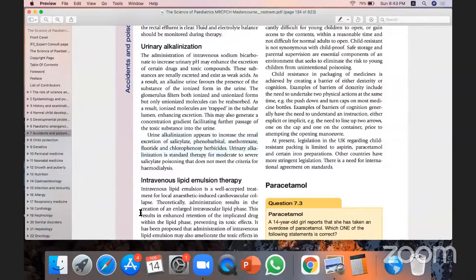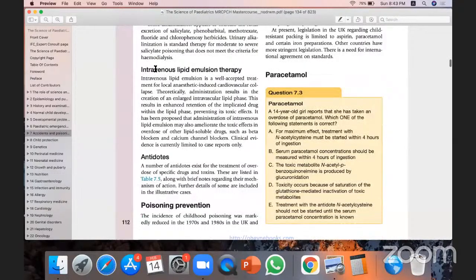Now, intravenous lipid. There is another formula. We give IV lipid because lipid absorbs the drug and prevents the toxic effect. Some drugs are lipid soluble, and in overdose of lipid soluble drugs we use this, such as beta blockers, calcium channel blockers, and antihypertensive drugs.